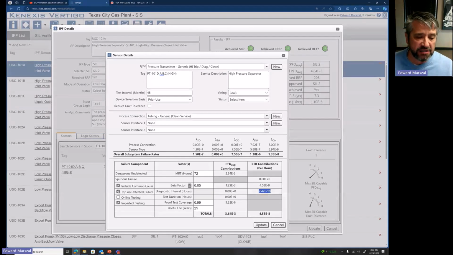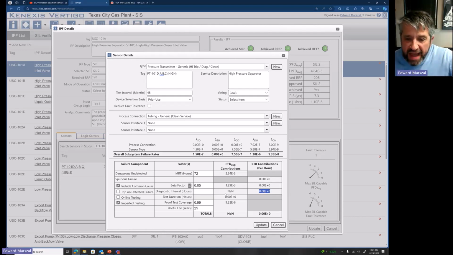But if I uncheck it, it's no longer considering that lambda S to be a spurious trip rate, or lambda SD, the detected, or I'm sorry, have I been saying lambda SD? I'm so sorry. It's lambda DD. It's the DD term, dangerous detected failure. I apologize for that. So everywhere you just heard me say lambda S, I meant to say lambda DD.